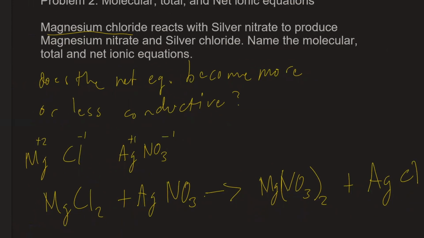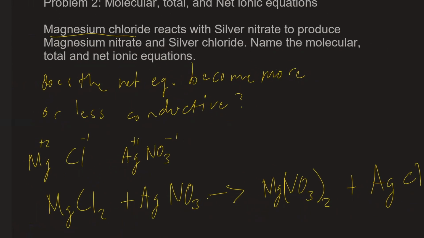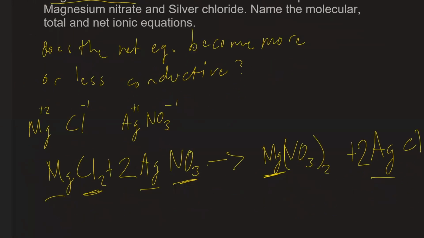So let's check and see if this equation is balanced. I see I have 2 chlorides here. I have 1 magnesium, 1 NO3, 1 Ag, 1 Ag. So the only thing I need to do is add a 2 in front of AgCl. And since I have 2 NO3s, let me put a 2 in front of AgNO3. So this is our molecular equation.